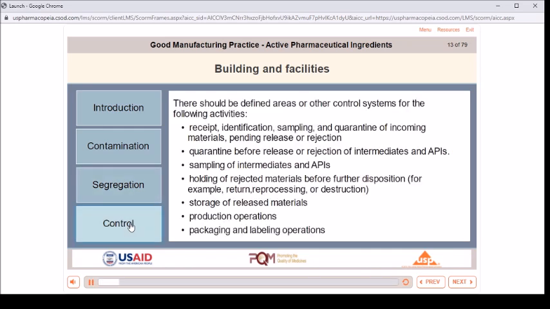Control. There should be defined areas or other control systems for the following activities: receipt, identification, sampling, and quarantine of incoming materials pending release or rejection. Quarantine before release or rejection of intermediates and APIs. Sampling of intermediates and APIs. Holding of rejected materials before further disposition, for example, return, reprocessing, or destruction. Storage of released materials. Production operations. Packaging and labeling operations.